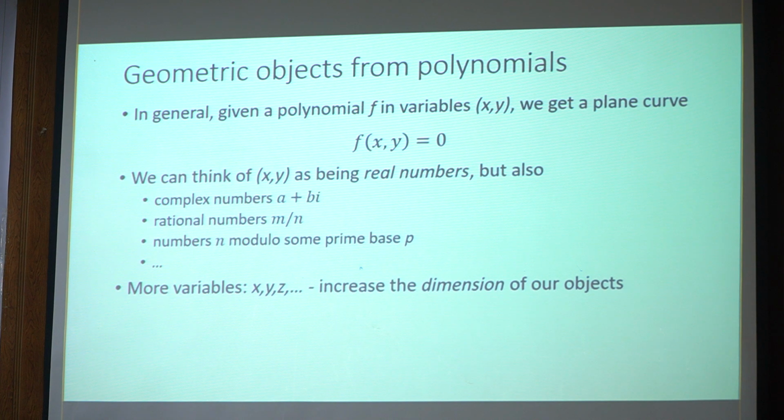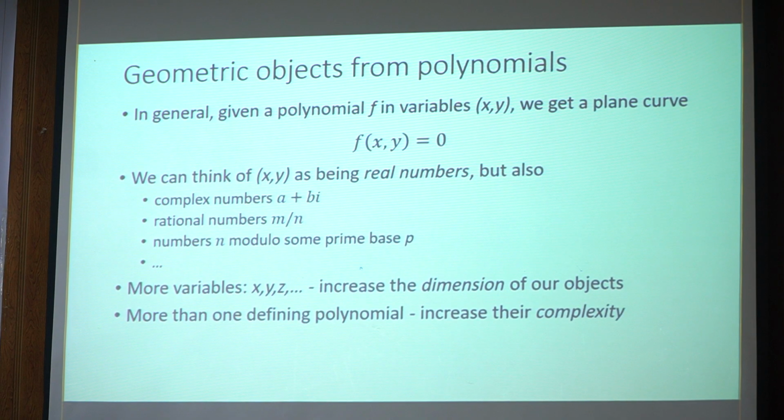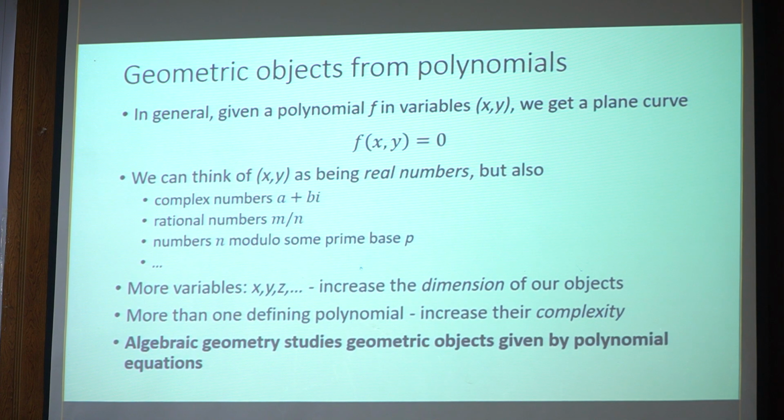Yes. So, of course, we don't just have to talk about plane objects. We can increase the number of variables. We had that before. We had the z variable, which was a space variable, but we can add more variables. And then we increase the dimension of our objects. So we will talk about not curves, but higher dimensional objects. And we can have also more than one defining polynomial, which will increase the complexity of the object. So I might be talking about 2 equations in 3 variables, or more defining equations. And so algebraic geometry studies geometric objects defined by polynomial equations. That's the subject. So that's the subject I'm talking about.